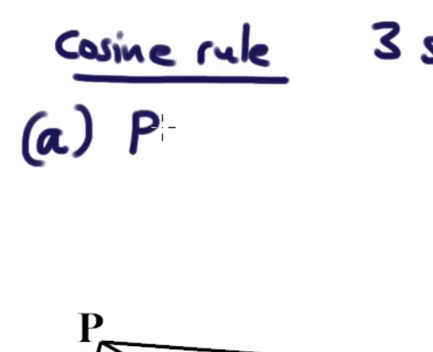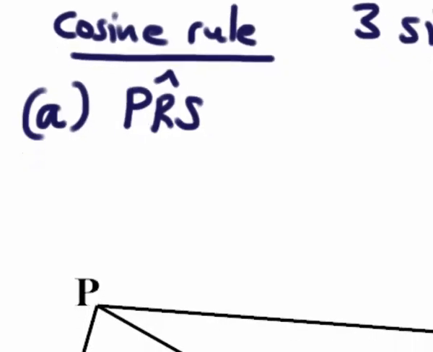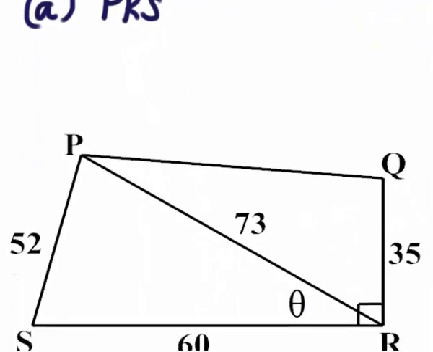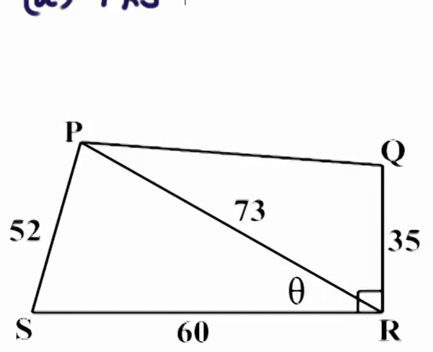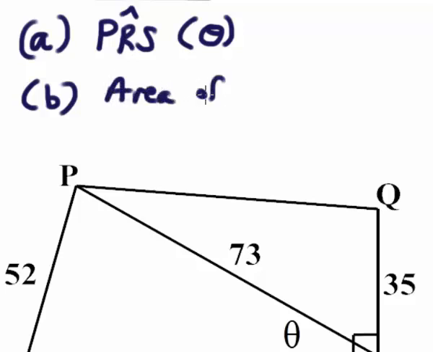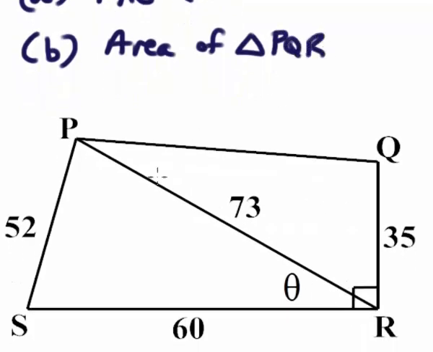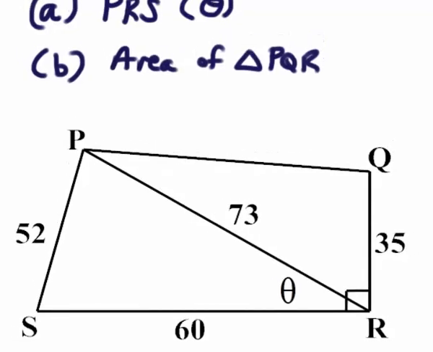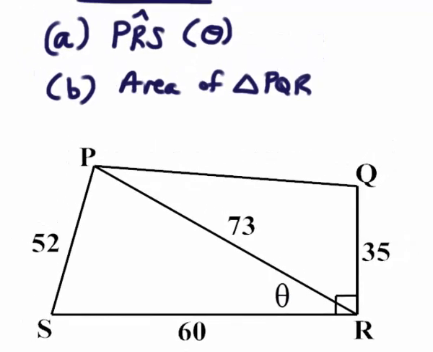Now you can call that the angle PRS. Look at that, angle PRS there. Okay, I'm just going to bring it up a little bit there. PRS, which of course is angle theta. That's what we want to find. Then the second question is to find the area of triangle PQR. So that will be this triangle here. We want to find the angle theta, and then we want the area of this top triangle.